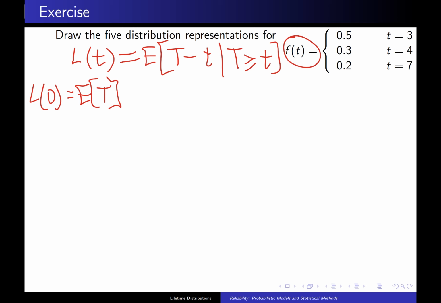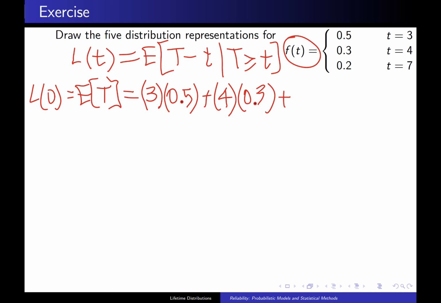So the one special case can be found just by taking the sum of all the mass values, that's 3, 4, and 7, times their associated probabilities. So this is going to be 3 multiplied by 0.5 plus 4 multiplied by 0.3 plus 7 multiplied by 0.2. And when you work that out, the expected time to failure for this probability distribution is 4.1.